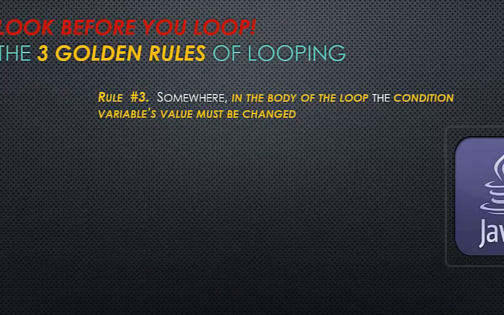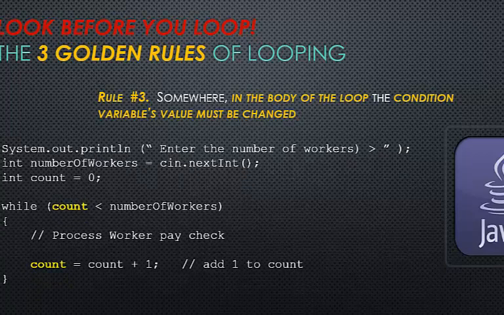The third golden rule of looping is that somewhere in the body of the loop, the condition variable's value must be changed. This is an important piece and easily missed.